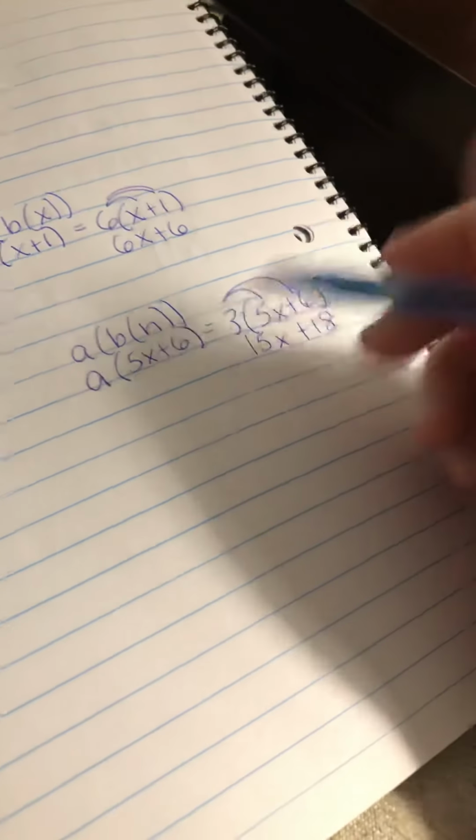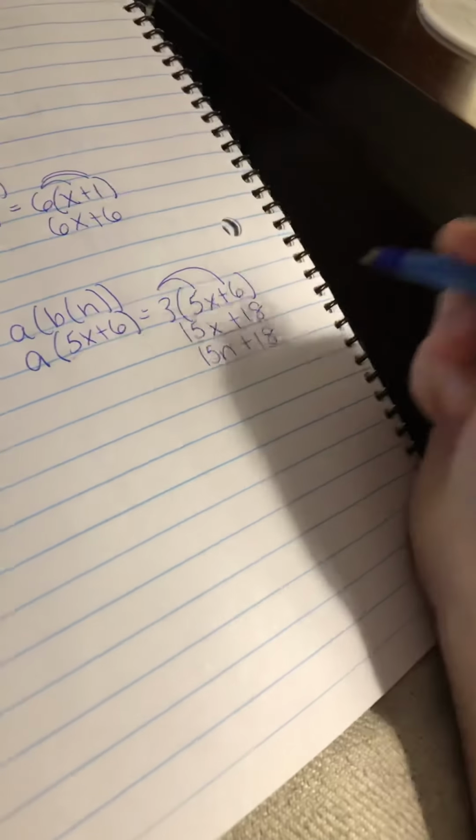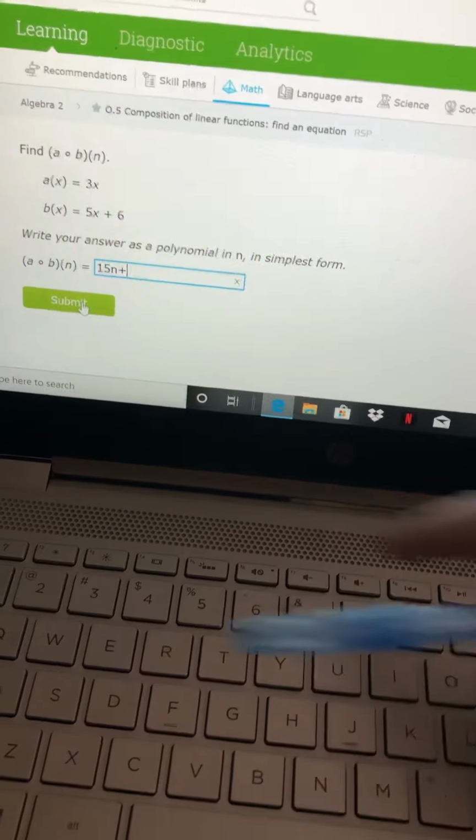But I almost messed up. Where they used an N, I need to change this variable to an N when I type it in on IXL. So 15N plus 18.